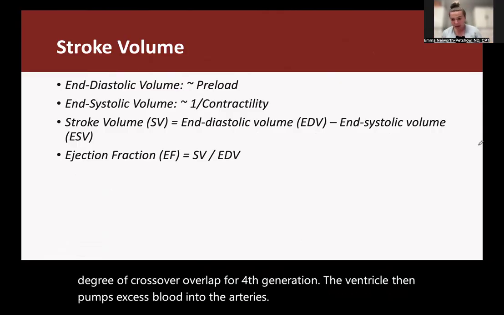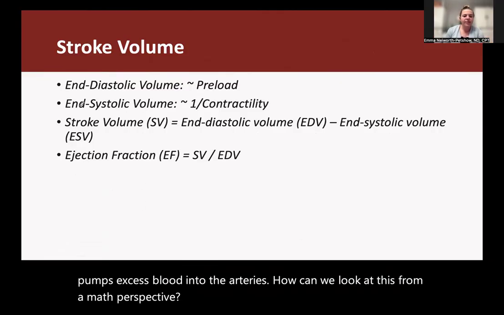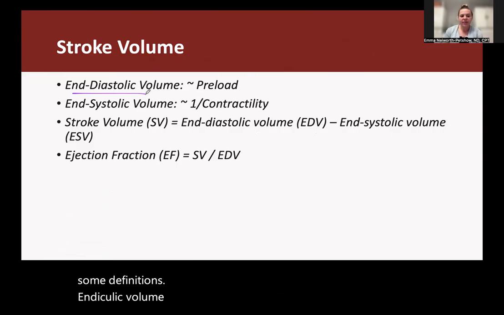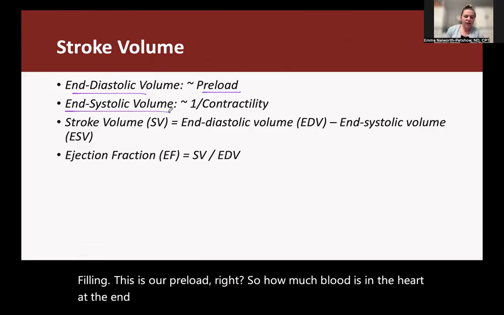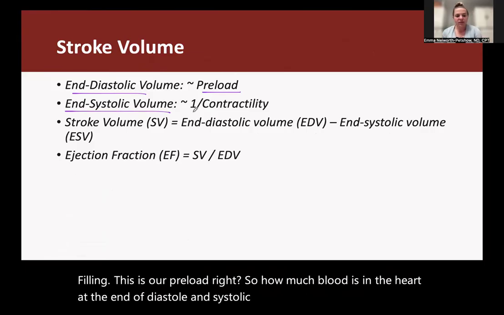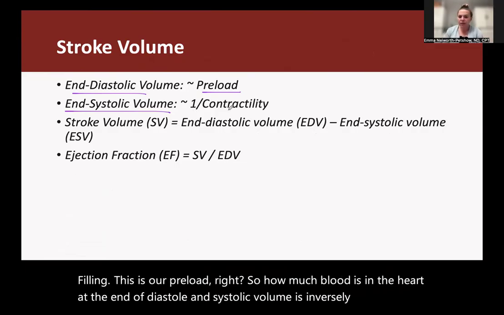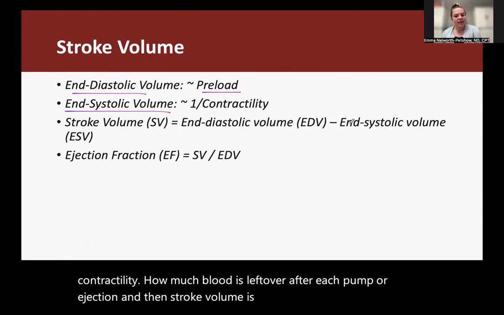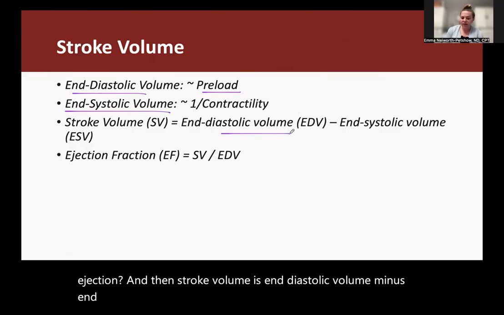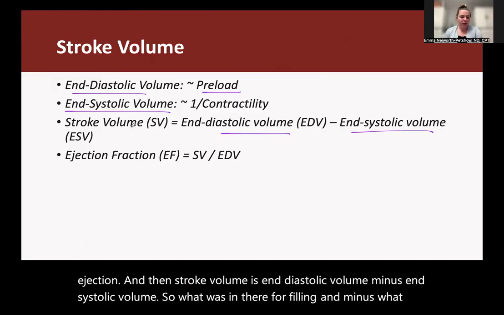How can we look at this from a math perspective? Looking at this exact same thing, we have some definitions. End diastolic volume is the end of filling. This is our preload, right? So how much blood is in the heart at the end of diastole. End systolic volume is inversely related to contractility, how much blood is left over after each pump or ejection. And then stroke volume is end diastolic volume minus end systolic volume. So what was in there for filling minus what was ejected, and that's going to be stroke volume.